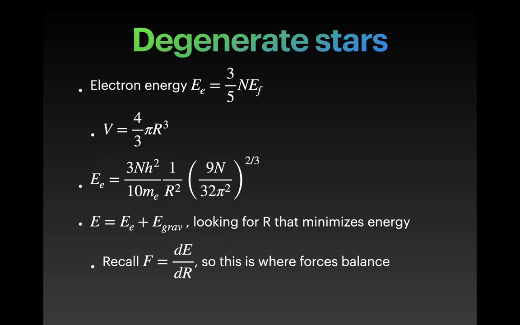So why would we say that we want to minimize the energy? Well, you're probably used to that now, that systems tend to minimize their energy. But really the way to think of that is, remember that force is the derivative of energy. So if I take the derivative of the energies and set it equal to 0, that's going to find the point where the force of gravity is equal to the force of the electron pressure. Right, so that's another way of thinking about why we want to find the radius that minimizes the energy.